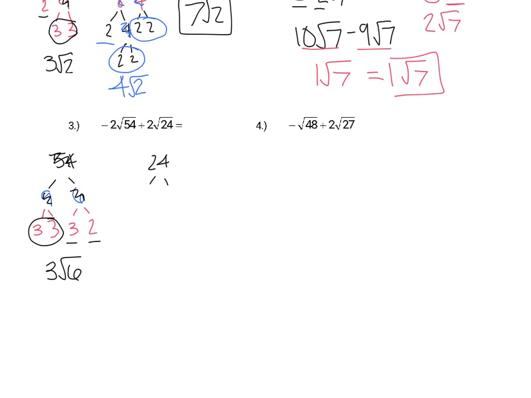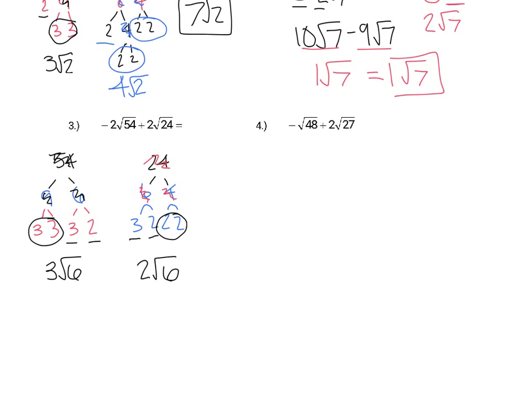24. 6 times 4. 6 breaks down to 3 times 2. 4 breaks down to 2 times 2. Squiggling action. Squiggle, squiggle, squiggle you out. Now finding my pairs. Got 1 pair of 2s and a 3 and a 2 left over. Okay? So that simplified is 2 square root of 6. Now remember, both of these have values in front of them, so don't you forget about it.